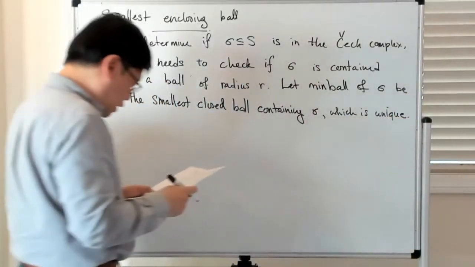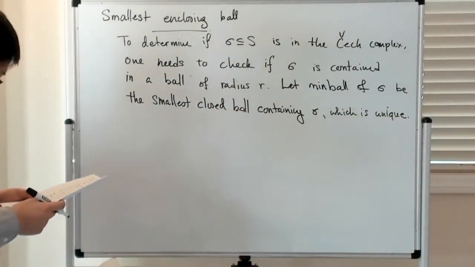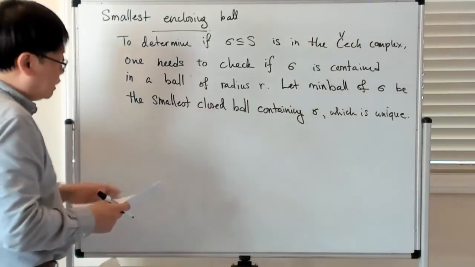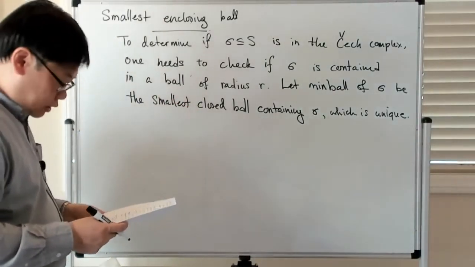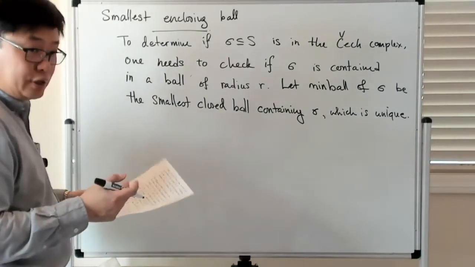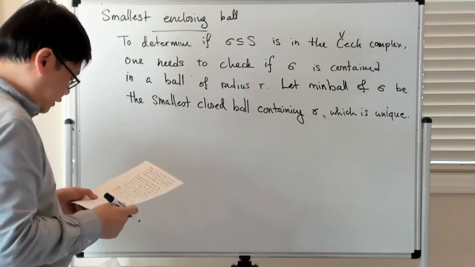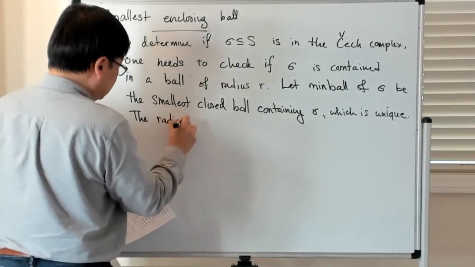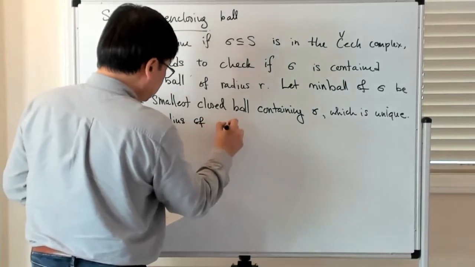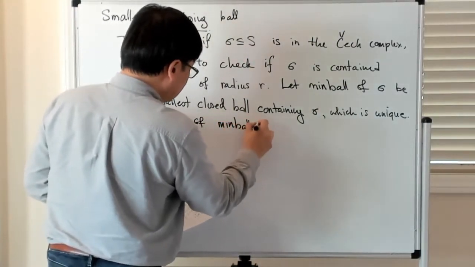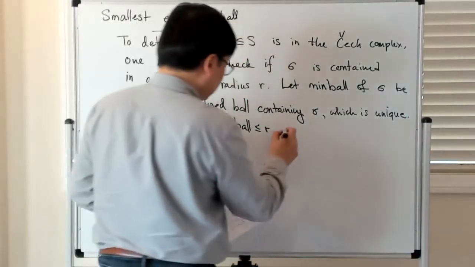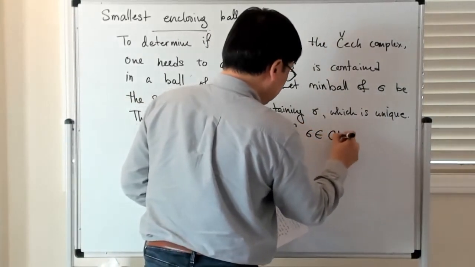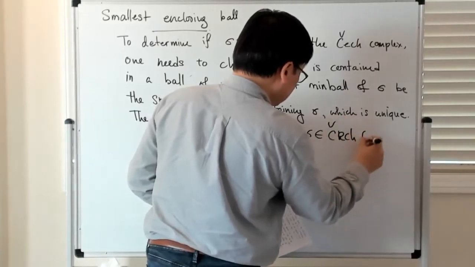So you might ask, well, how do we go about doing this? Yeah, I guess before I say that, if the radius of this min ball is less than or equal to r, then sigma will be in the Čech complex of radius r. Okay, so the radius of min ball is less than or equal to r if and only if sigma is in the Čech complex of radius r.